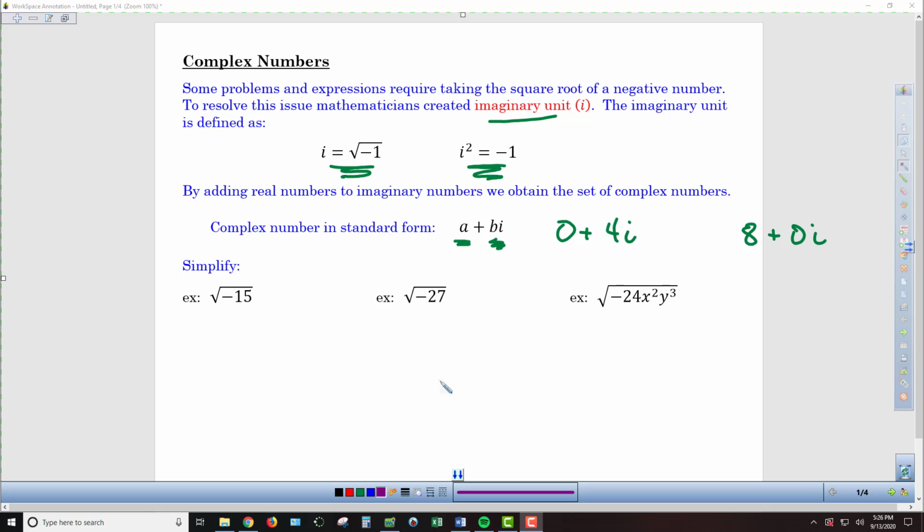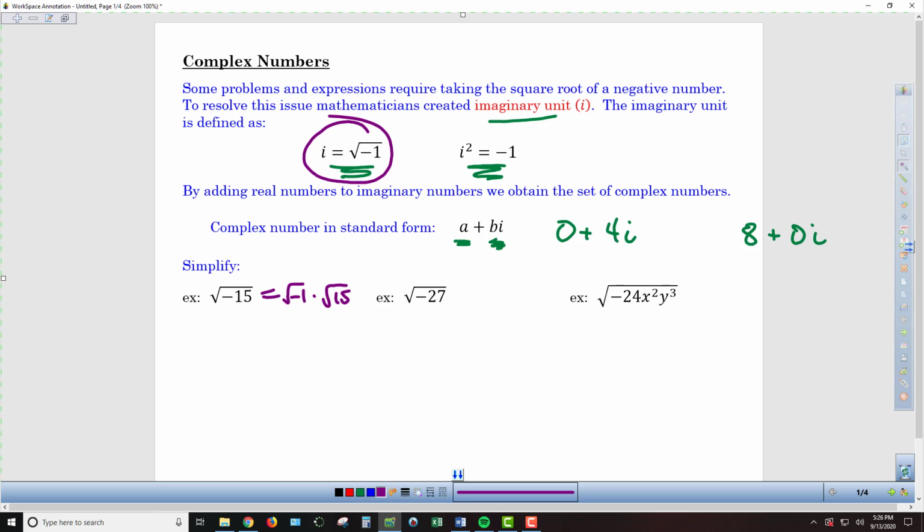So when faced with something like the square root of negative 15 or negative 27 or the square root of negative 24x squared y cubed, we're going to simplify these numbers exactly the same as we would have before. The only difference is an early step for us is going to be to separate out the square root of negative 1. So I'm going to rewrite this as the product of the square root of negative 1 times the square root of 15. Now the square root of negative 1, again, we've defined that here as being i, so we're going to replace that with i.